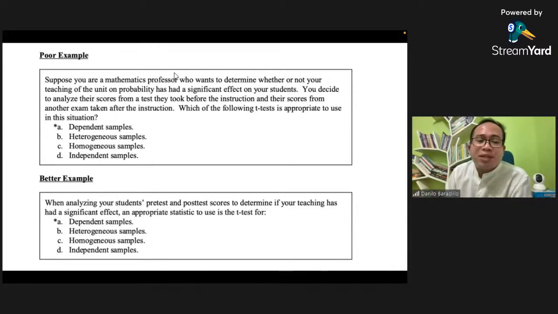So why not state it this way. The better example for that is: when analyzing your students' pre-test and post-test scores to determine if your teaching has had a significant effect, an appropriate statistic to use is the t-test for. So that means I am supposed to supply the answer. So there's the problem. Okay, it's not a direct question, but there is a problem that is being posed.